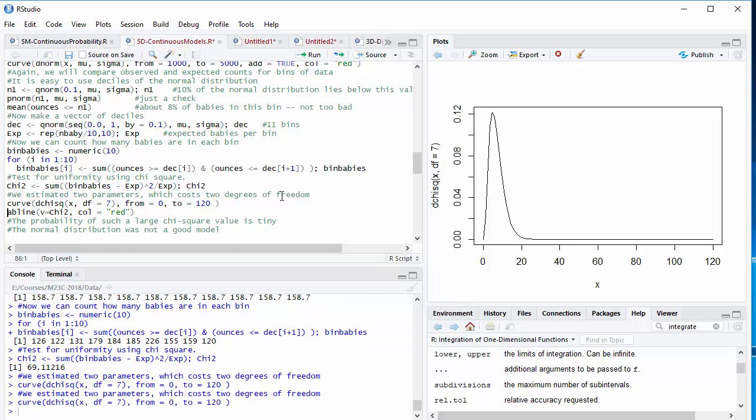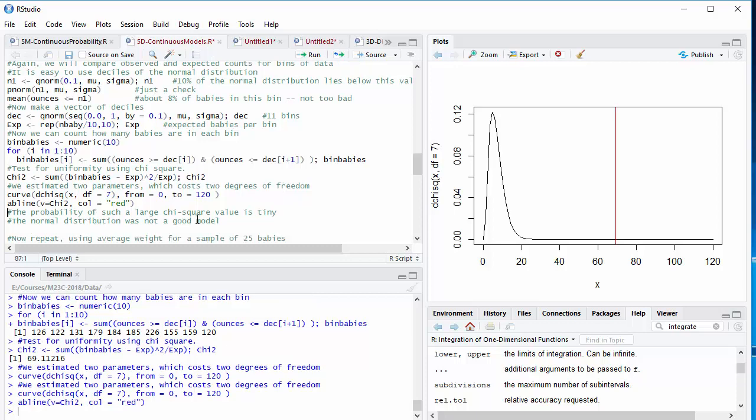That's got a density function that looks like that. Here's our result, way out on the rim. The probability of getting that large a discrepancy just by chance is next to nothing. The notion that these baby birth weights are normally distributed is ludicrous, and in fact, there's no physical or biological reason why it should be so.